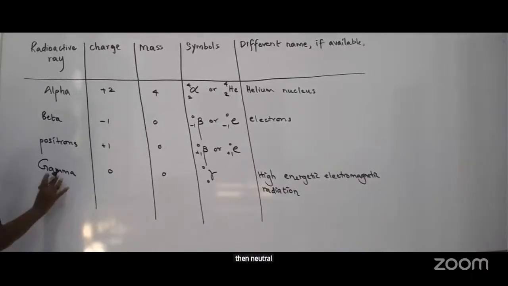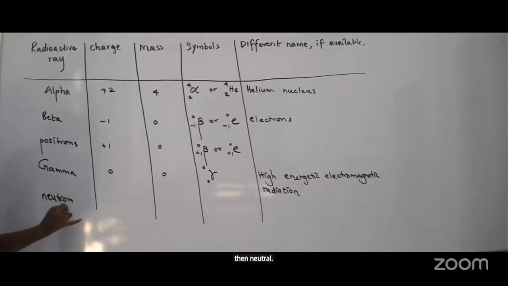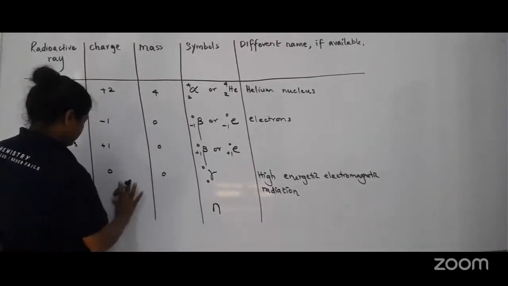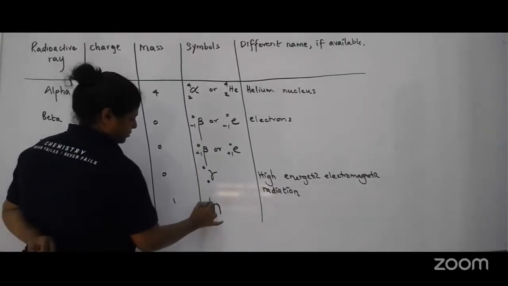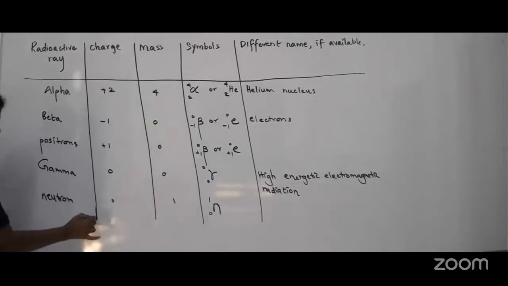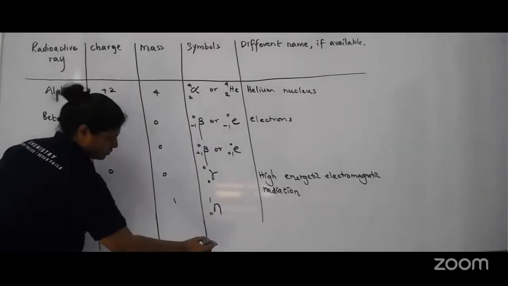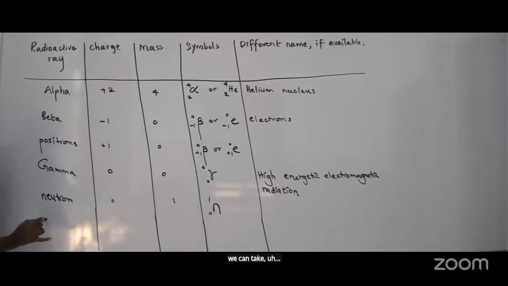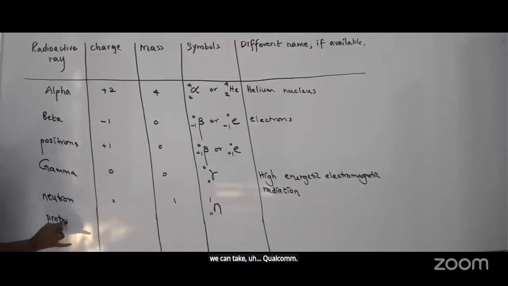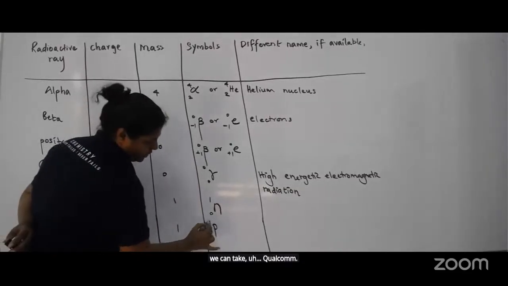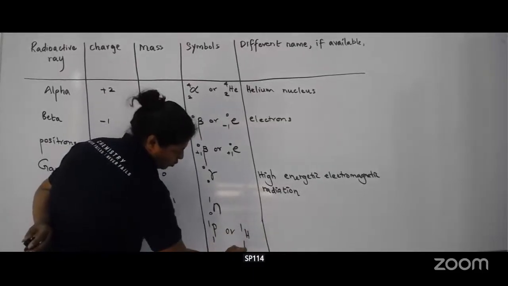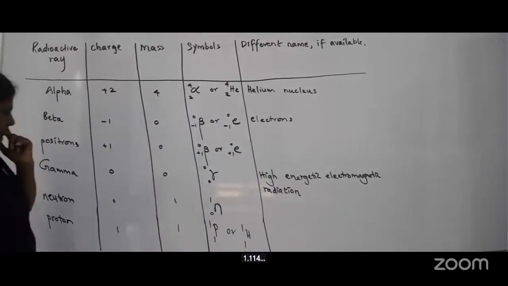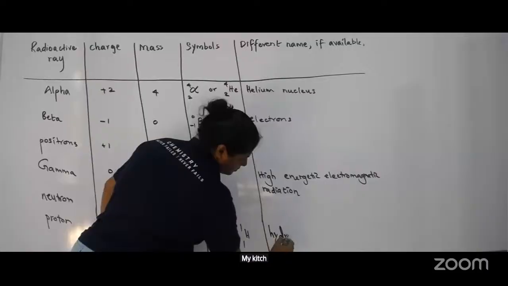Then neutron. We can take proton: 1, 1. You can write it as P or H, 1, 1. Hydrogen nucleus.